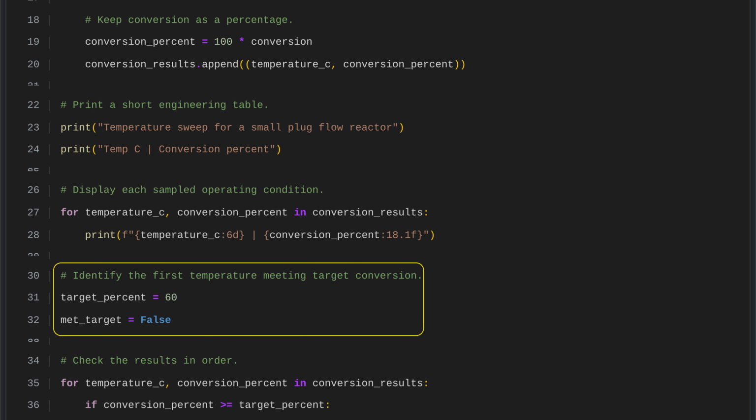We set the target conversion at 60%, which is the minimum reactor performance we want to reach. A tracking flag starts as false and will change to true if any temperature in the tested range meets or exceeds that target. This lets us determine whether the analysis found an acceptable operating temperature.